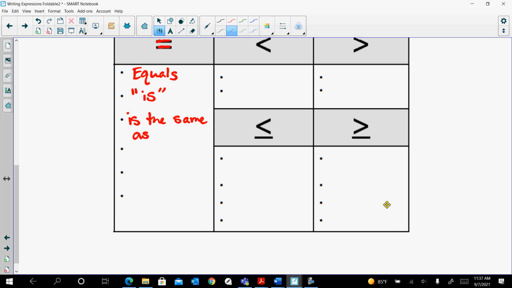The other one is results. If it says results in, that's indicating the equal sign. Equivalent to is also indicating the equal sign. And then also the word yields. That's one not used as common, but if it yields a result, that's indicating equal.